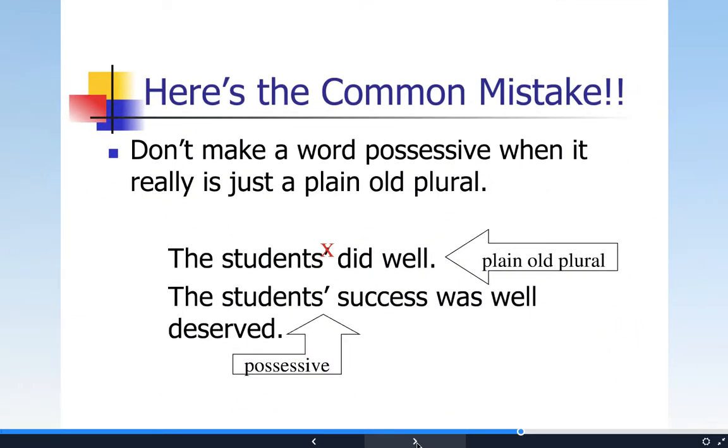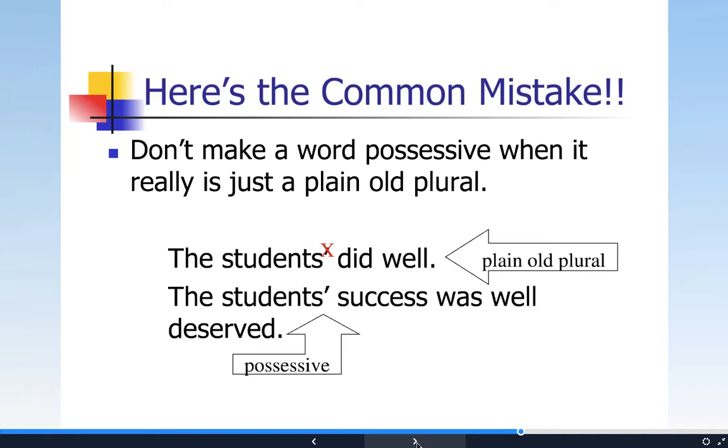Here's the common mistake. Don't make a word possessive when it really is just a plain old plural. The students did well. You do not need an apostrophe there because students is plural, but it's not showing possession anywhere. The student's success was well deserved. That one does need an apostrophe because whose success? The student's success. If you look at the first option, students, what part of speech do you think that is? Go ahead and hit pause on this video and ask them. In the sentence that says the students did well, what part of speech is students?